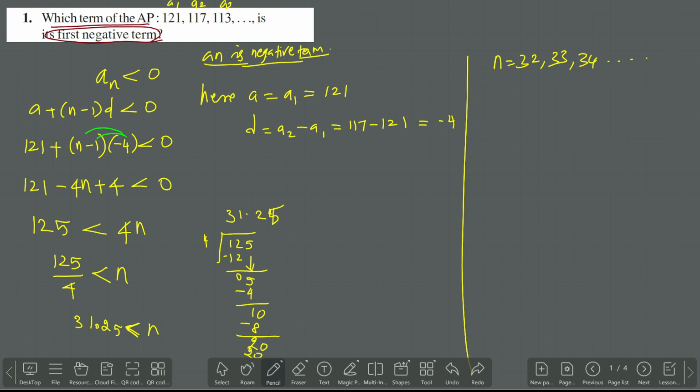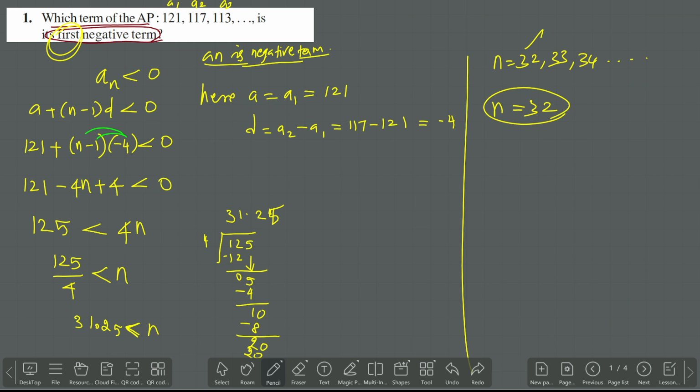32, 33, 34. It will be going on to any number. N value is what meaning? N is more than 31.25. Am I right? This is the meaning. But what they asked is the first negative term. So what is the first term then? N equal to 32 is the first negative term.